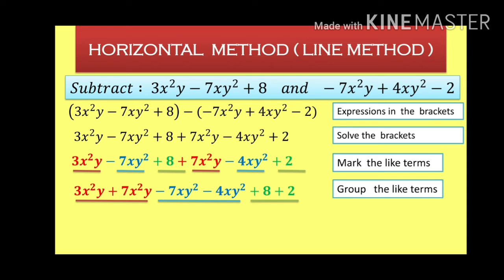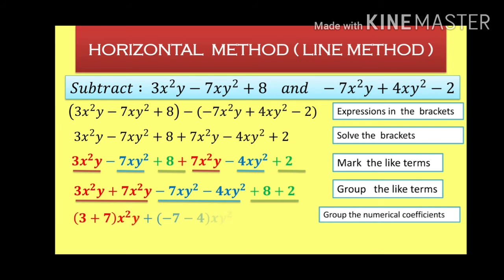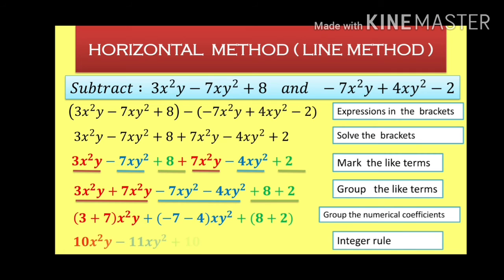Apples with apples, oranges with oranges. That's the fruity concept we'll be using here. So we'll group the numerical coefficients, the number part we can calculate. So we'll use the integer rule now. 3 plus 7 is 10. Minus 7 minus 4 is minus 11. 8 and 2 is 10.